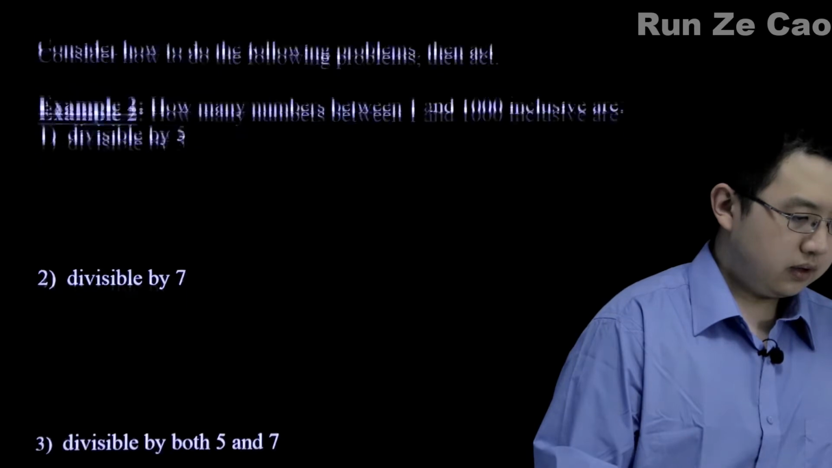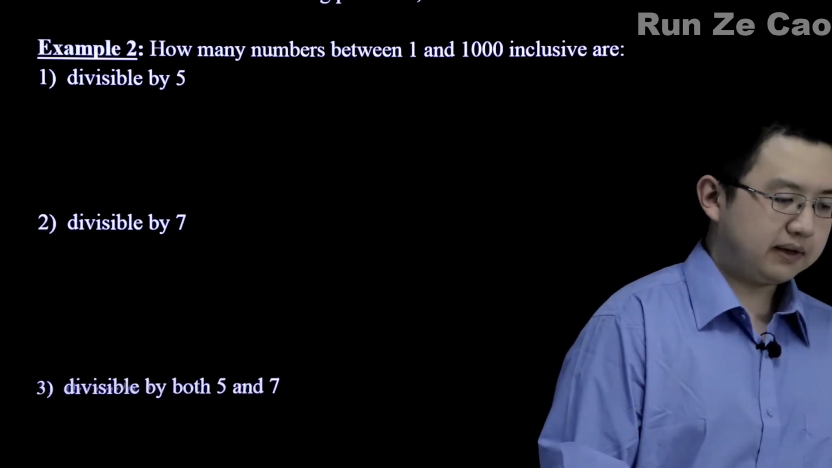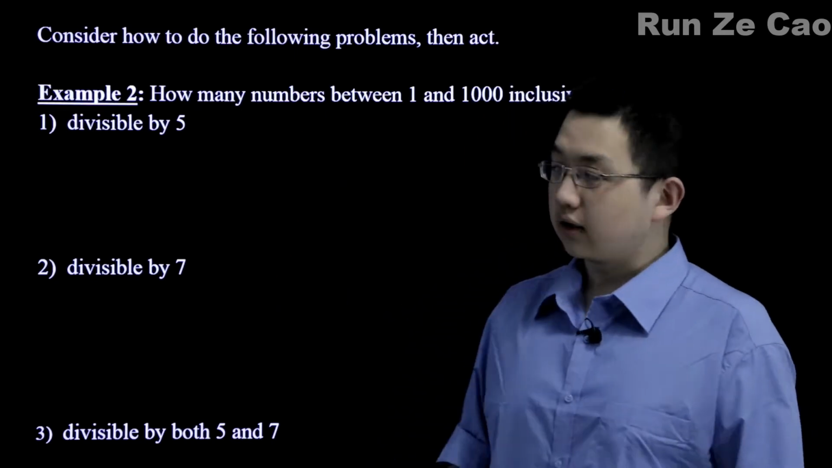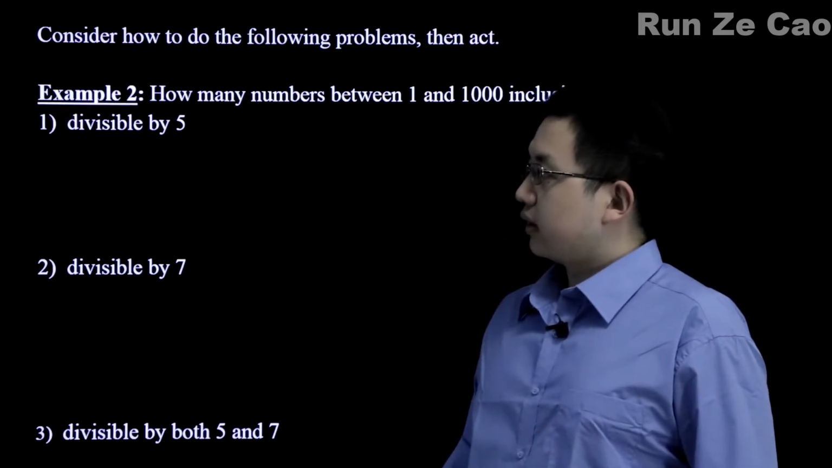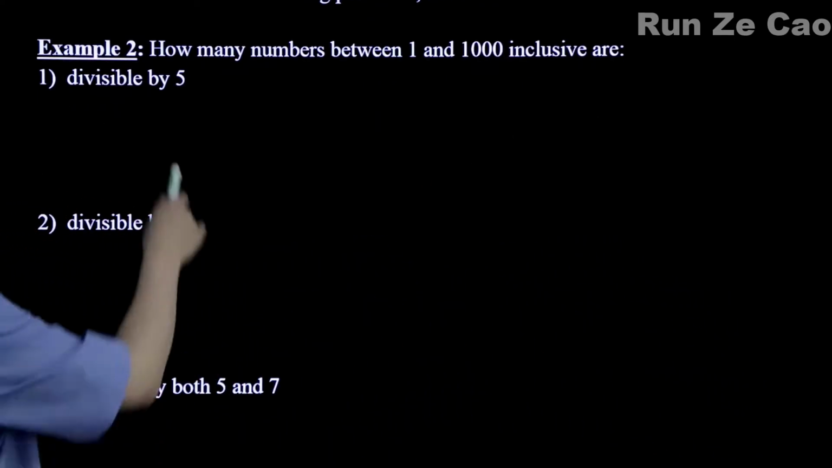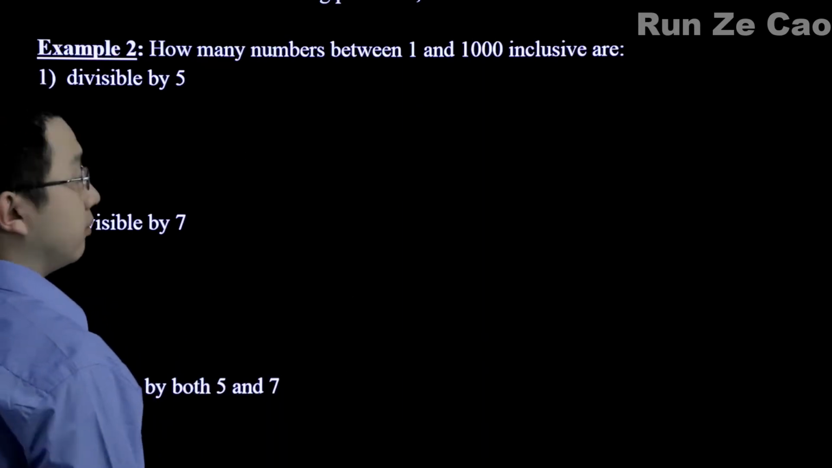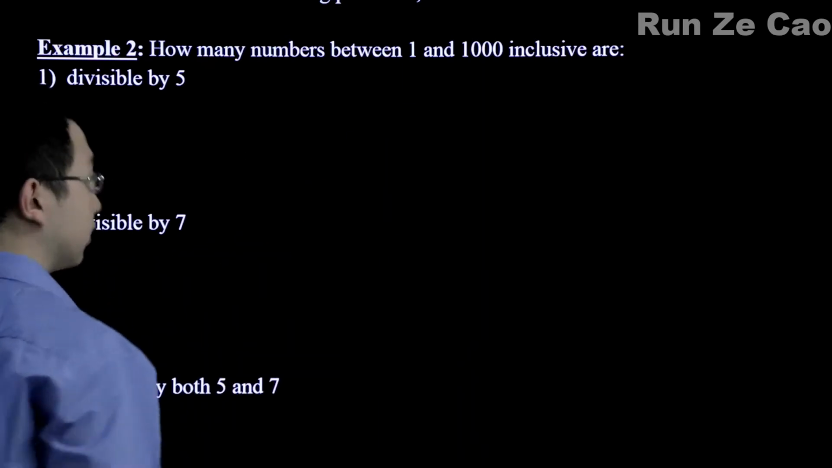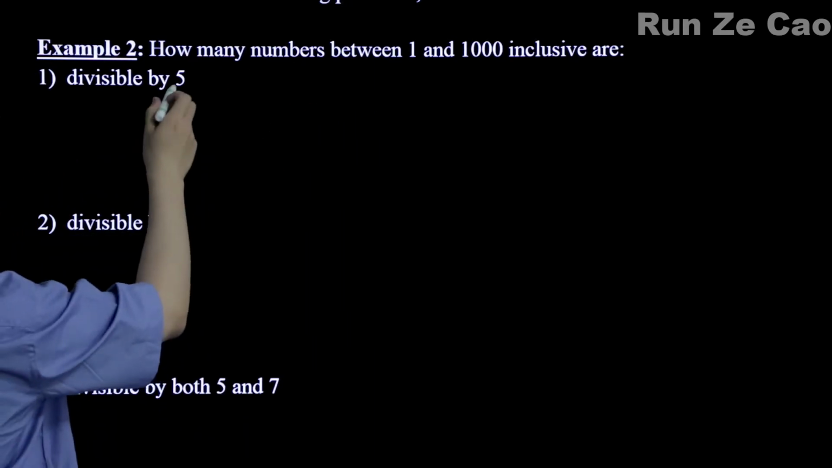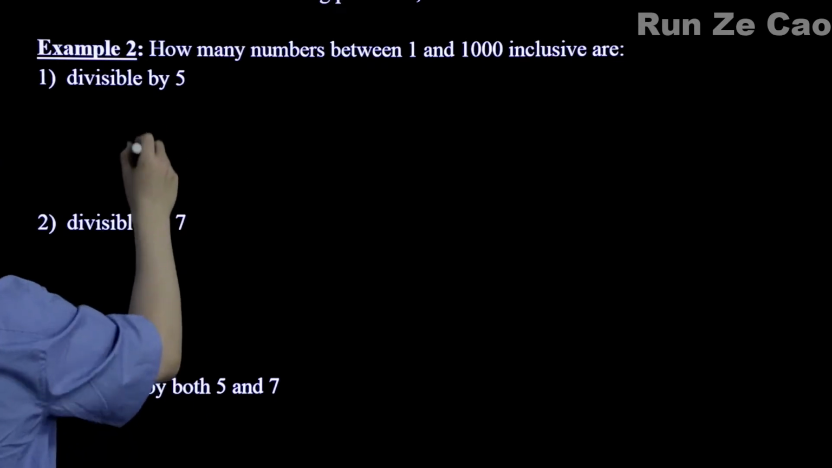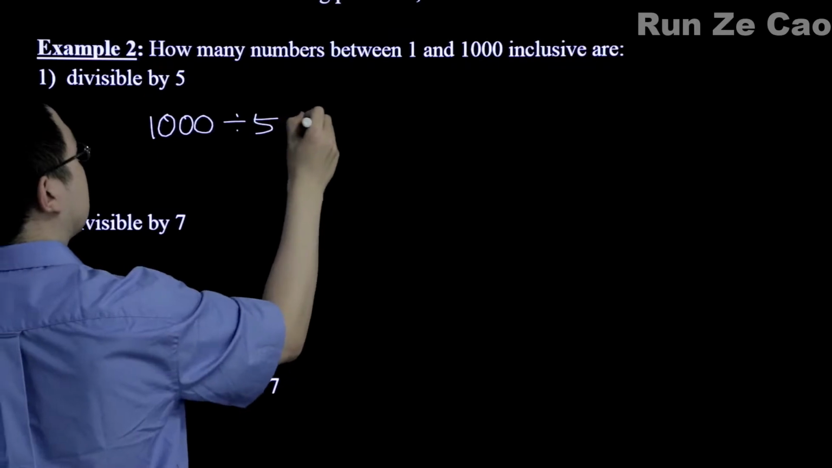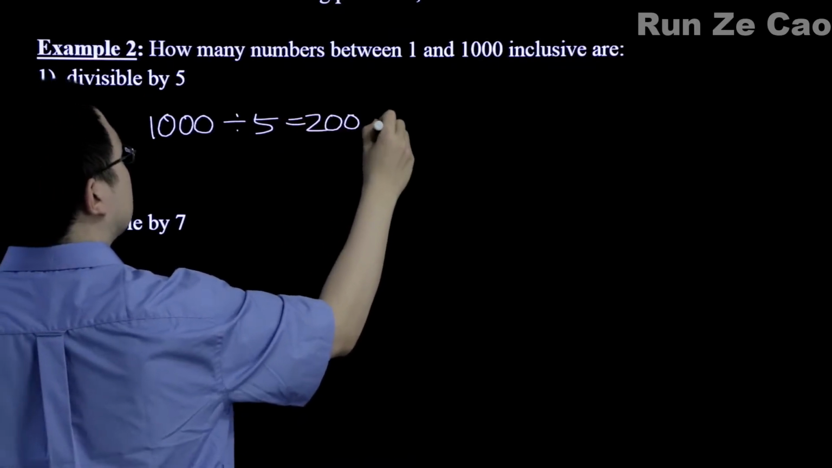So if we consider how to do these problems and then act, that fills the planning part of this section, this very condensed section. Now, for example, how many times can 5 go into 1,000? Why? Because they want 1 and 1,000 inclusive. So the number of times that 5 can fully fit inside 1,000 is the total number of numbers that apply. So 1,000 divided by 5 equals 200 numbers.